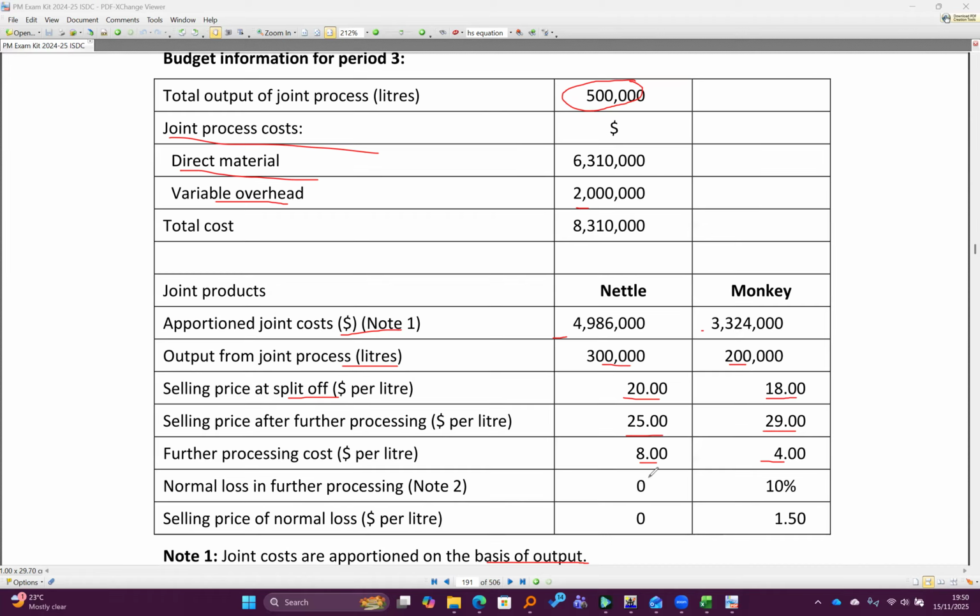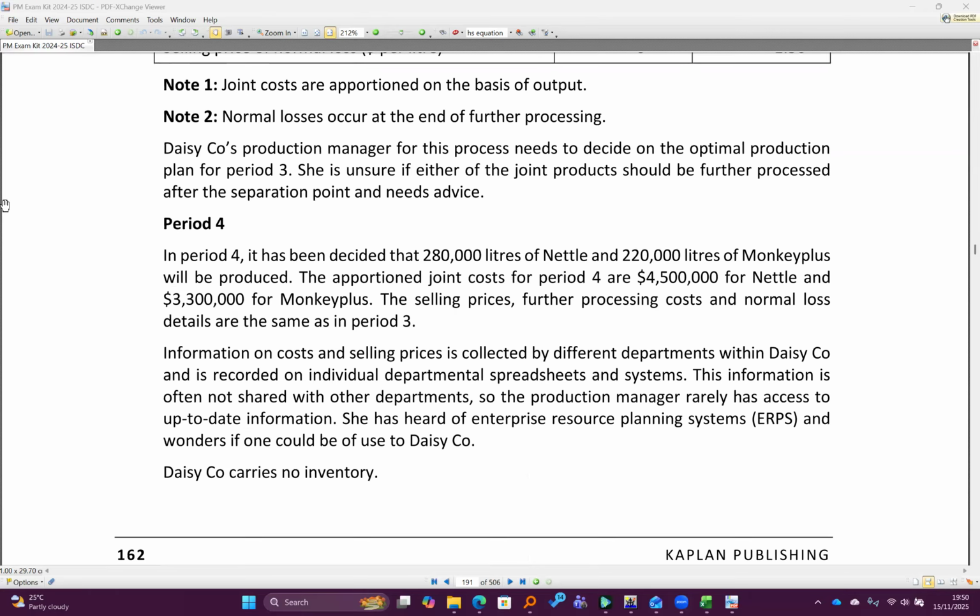For the netto, you don't lose anything. But for the monkey, you lose 10%. And then the selling price of normal loss. If the normal loss in this case is going to be some sort of waste, you can sell it at 1.5, for the monkey. So then they tell you the notes that are here. And the first one, we saw it: normal loss occurs at the end of further processing.